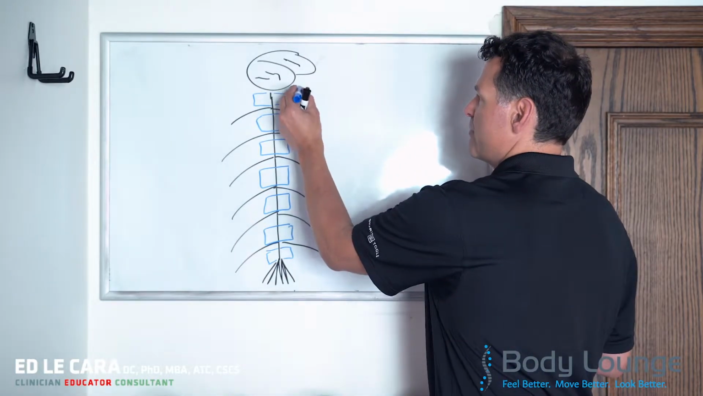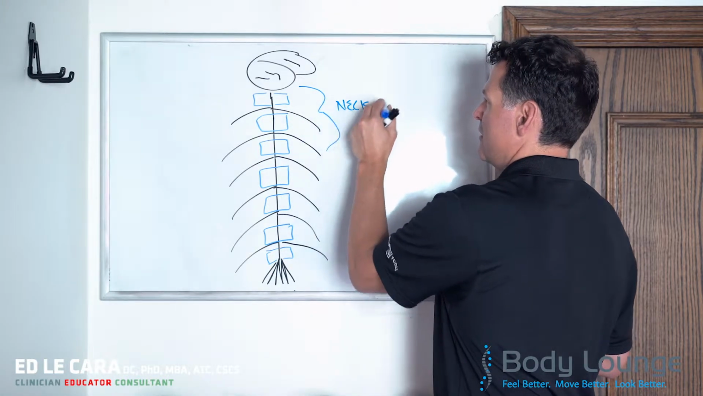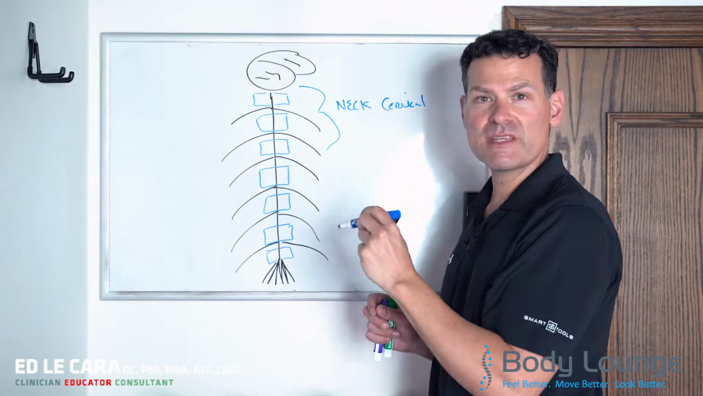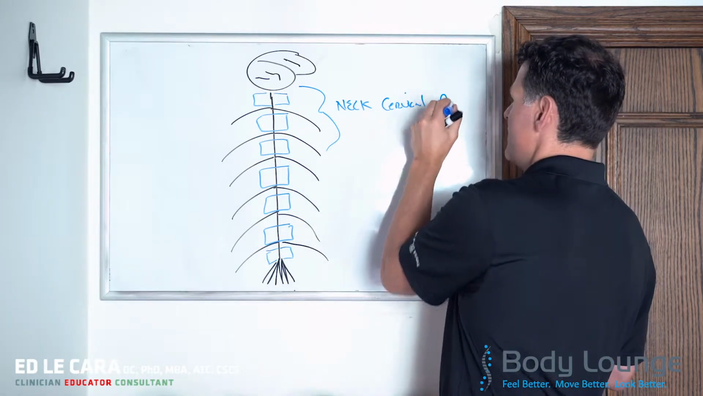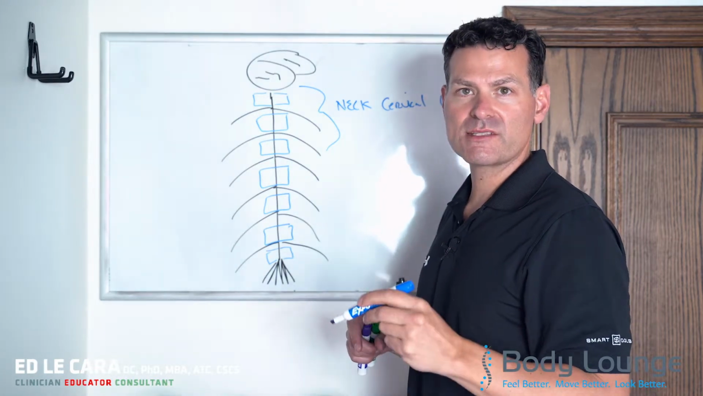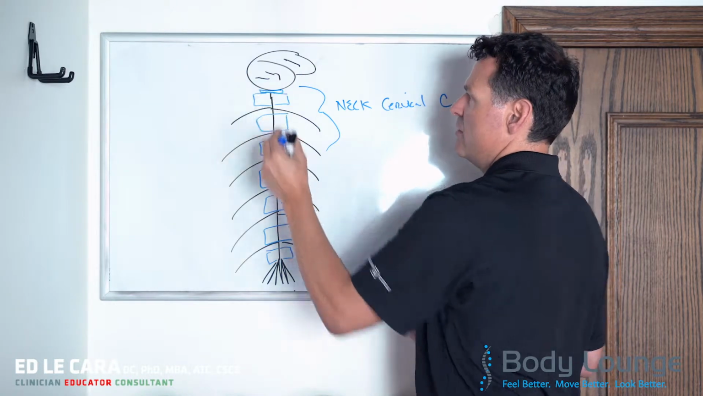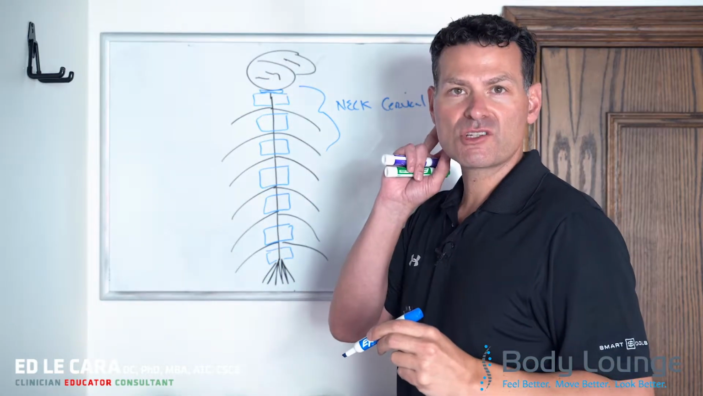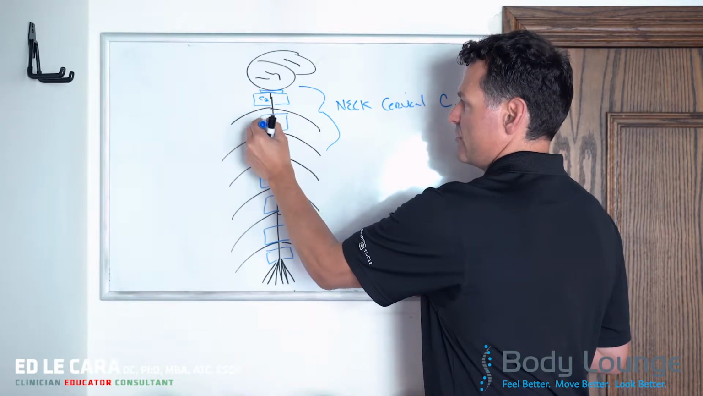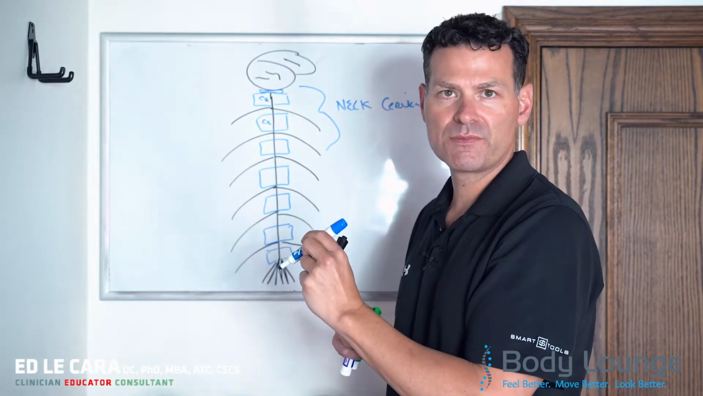The neck vertebrae are called cervical, and they're abbreviated with a C. So the first cervical vertebra is called C1, and that would be way up on top, right below the skull. Below that would be C2, and then C3, all the way down to C7 in most people.